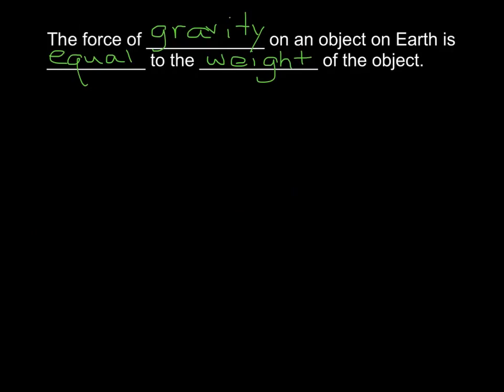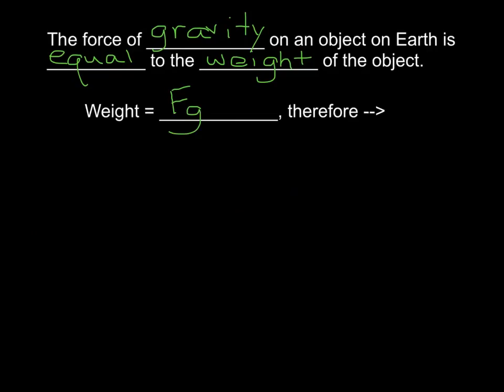So if you think about a person, if that person goes to the moon, you feel like you weigh less, but your mass has stayed the same. We can use this little piece of information to be able to find one more thing about different objects that we might be dealing with. If the force of gravity on an object on Earth is equal to the weight of the object, that means that weight is equal to Fg, the force of gravity. Remember, sometimes you see it written this way, F grav.